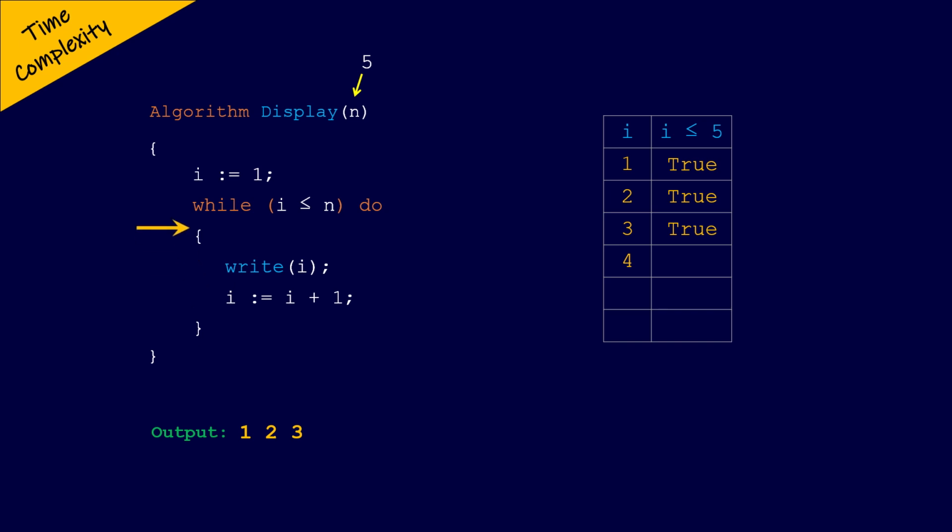Then we move back to the while loop and check the condition I less than or equal to n. At this stage, we have the current value of I as 4, and 4 less than or equal to 5 is true.